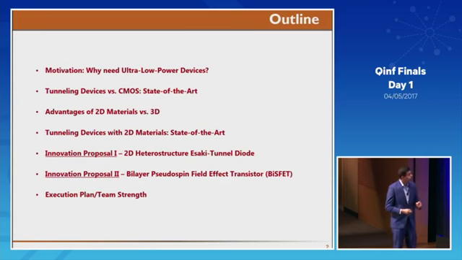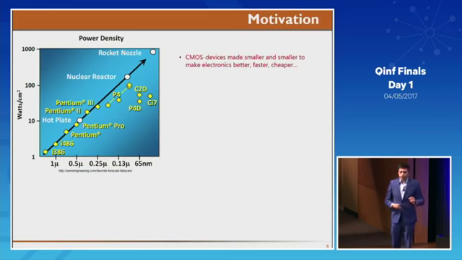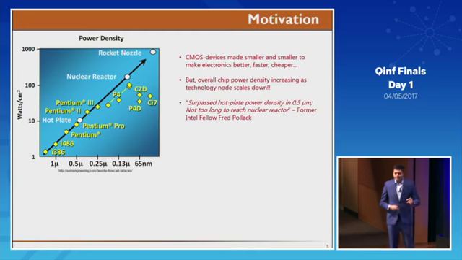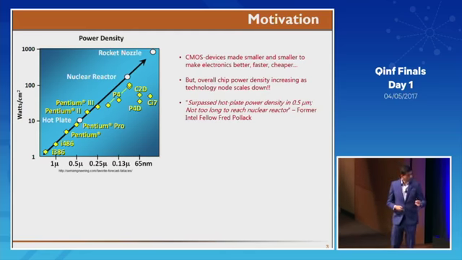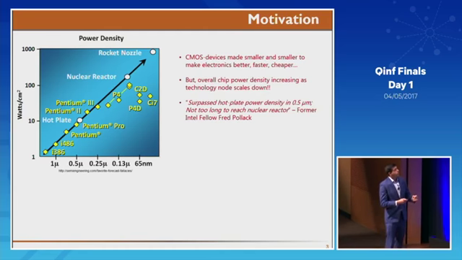And then we'll talk about not just one, but two innovation proposals based on heterostructures of these 2D materials. So as we all know, CMOS devices are being made smaller and smaller in accordance with Moore's law to make electronics better, faster, cheaper. But as the technology node scales down, the overall chip power density keeps increasing. In fact, the power density of the chip was expected to reach that of a rocket nozzle and even that of the sun.